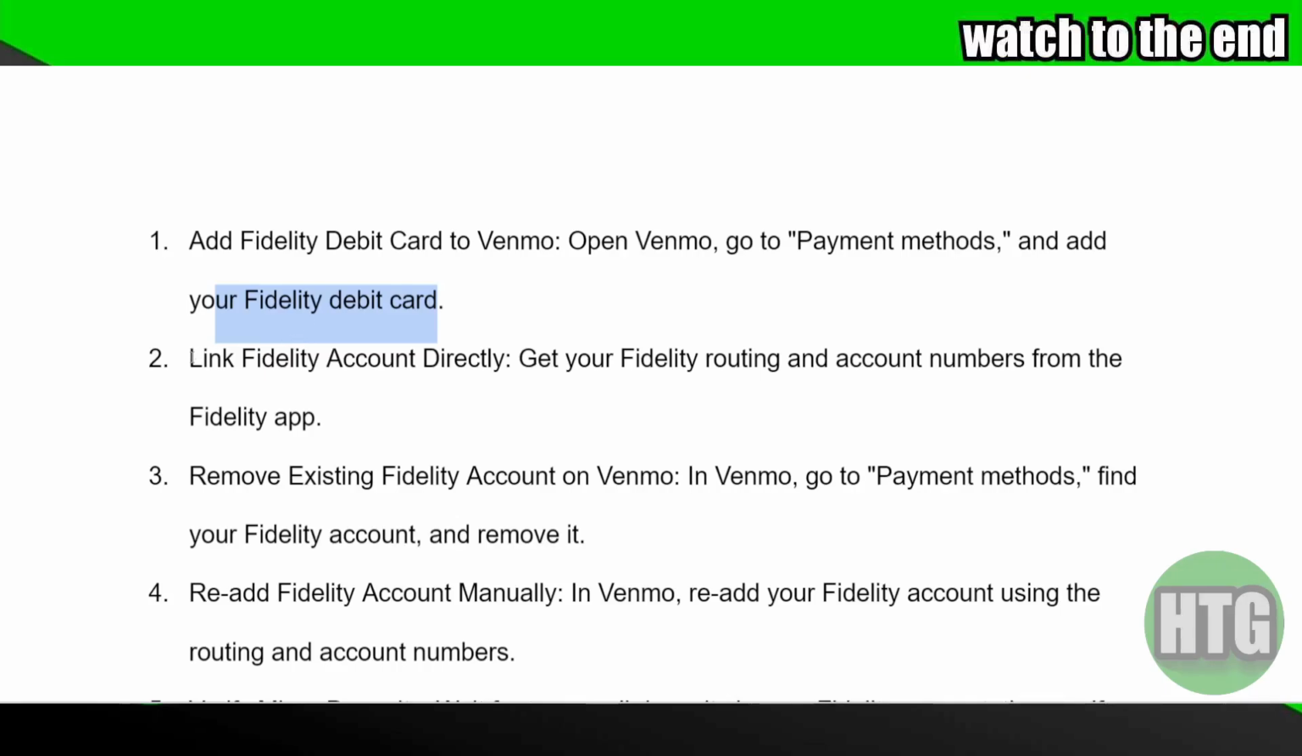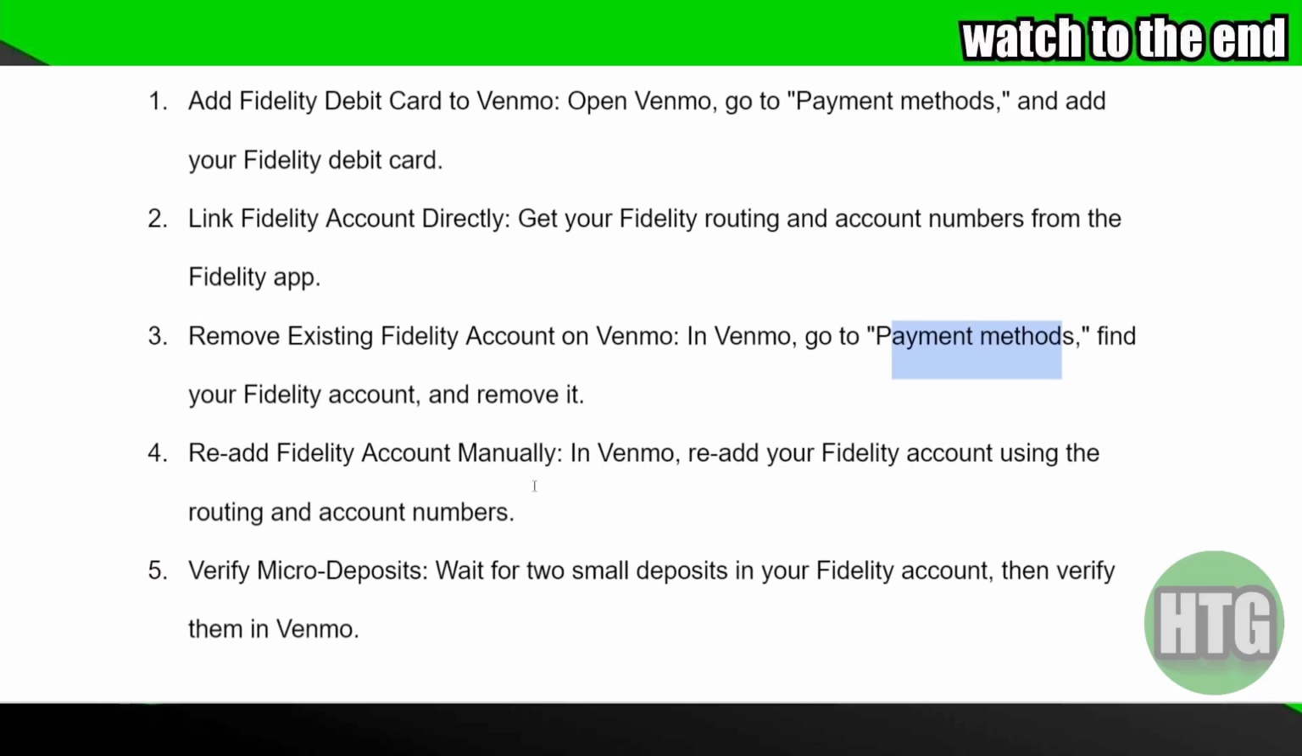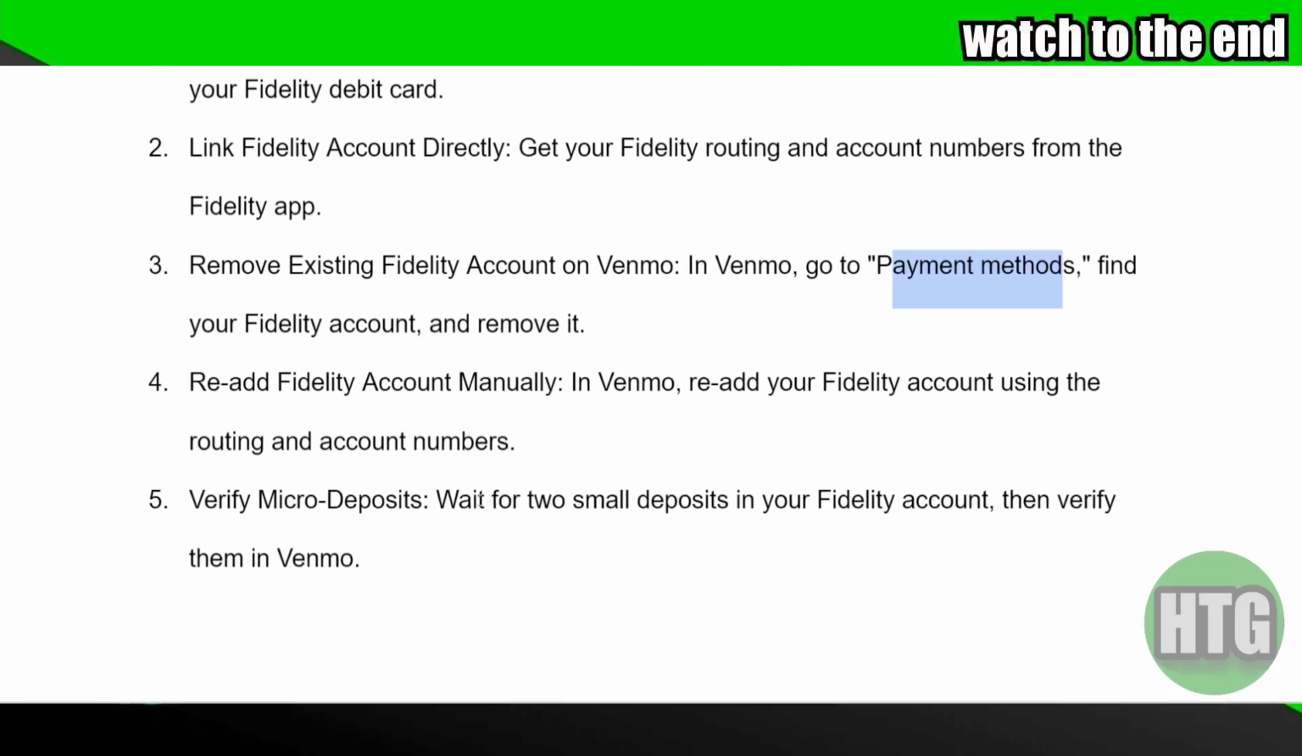Once it is done, you just have to link your Fidelity account directly. Get your Fidelity routing and account number from the Fidelity app, and then you will be able to go to payment methods in Venmo and add your Fidelity account. Once you have that, you will easily be able to transfer monies between them.